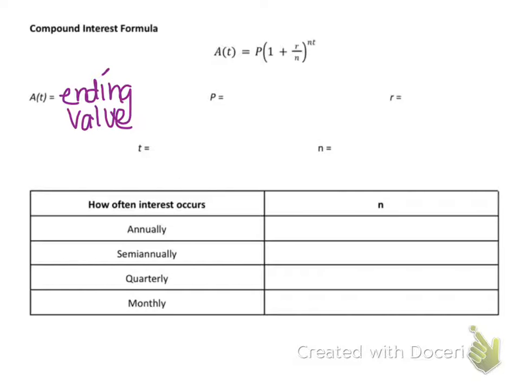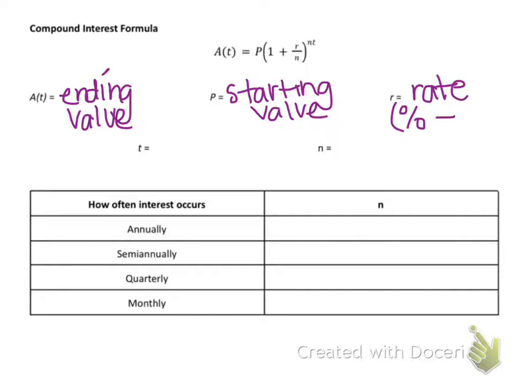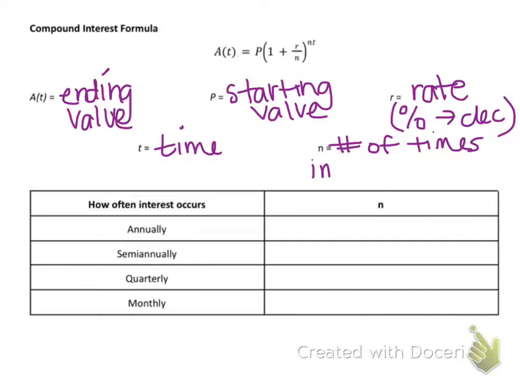P is your principal, which means your starting value. Sometimes you'll see the phrase initial value, initial investment, they all mean the same thing. R is going to be your rate, and you need to write the percentage as a decimal. That will be your job. T is time, and N is the number of times interest is compounded. We're running out of room.